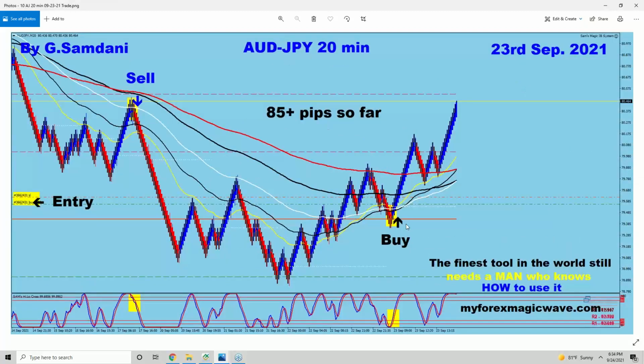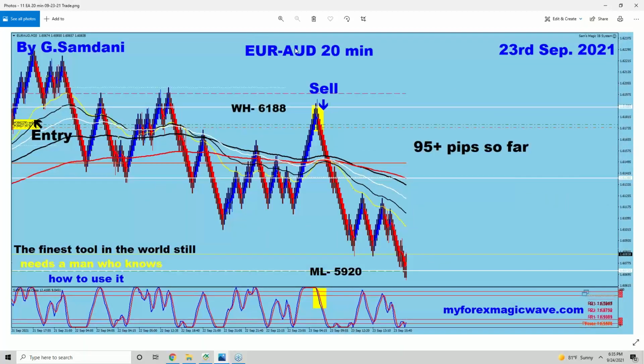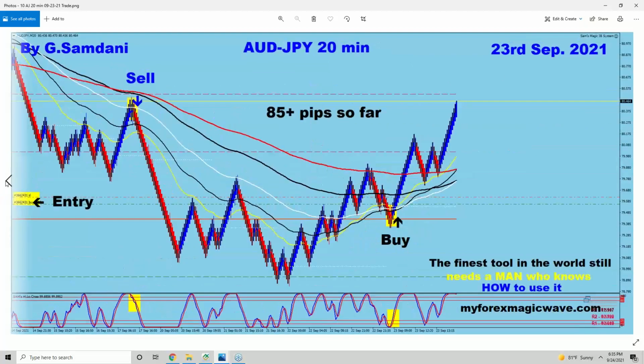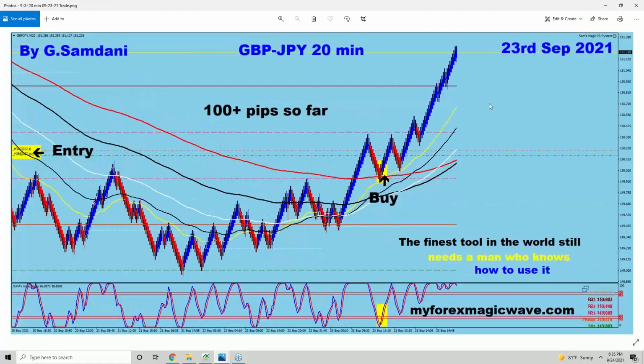On the 23rd, Aussie yen long, again the same thing because of the yen weakness, yen turning. And then euro Aussie on the 23rd went down for 95 pips, but you can see euro yen as well went to the long side for 65 pips. So euro yen, Aussie yen, and pound yen. I took these 3 trades, but you can go and take a look on the 23rd. All yen pairs went up.